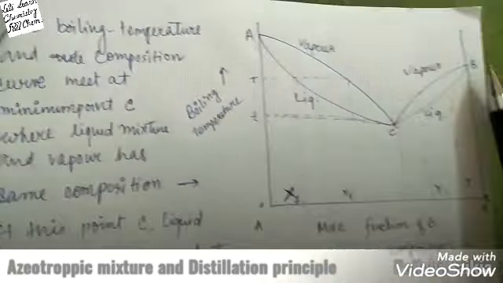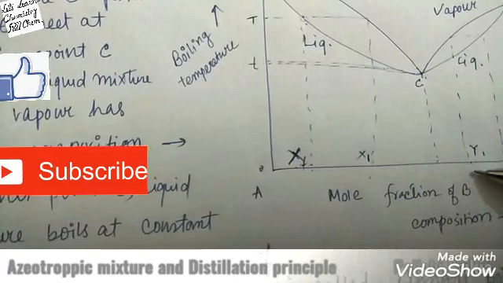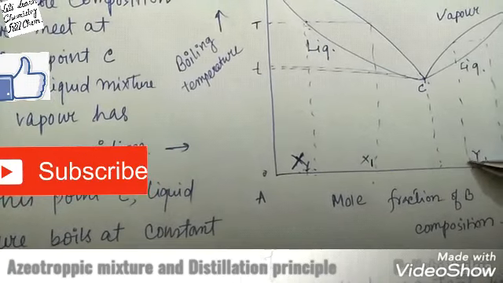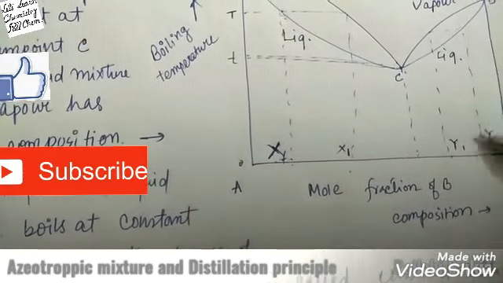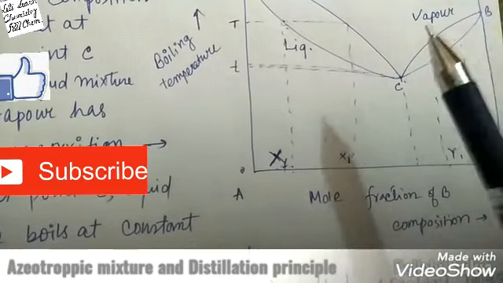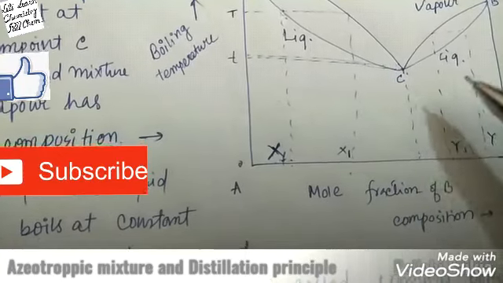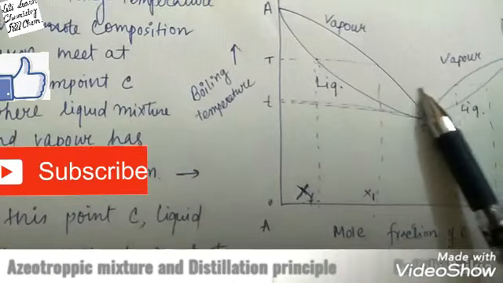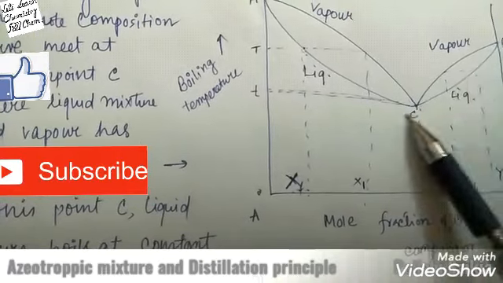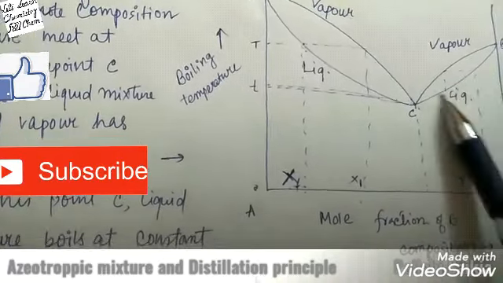Similarly, if we consider this curve, then the composition Y1, which is rich in the constant boiling mixture, goes this way, and the composition Y, which is rich in B, is on the right hand side. So as the distillation proceeds, we will get pure B and a constant boiling mixture. So from this curve we will get pure B, and from the other curve we will get pure A.